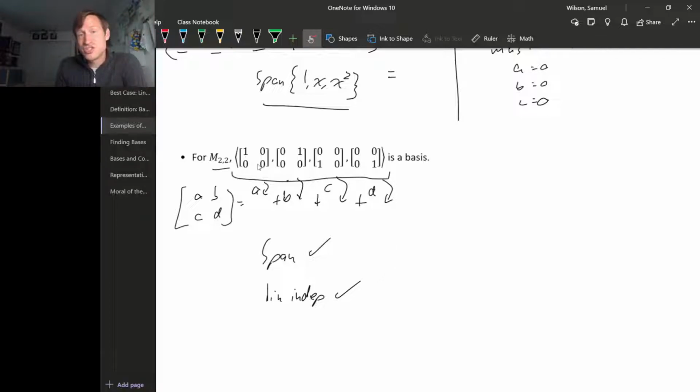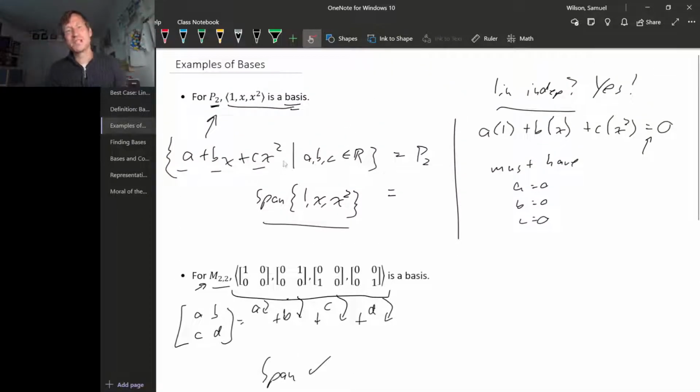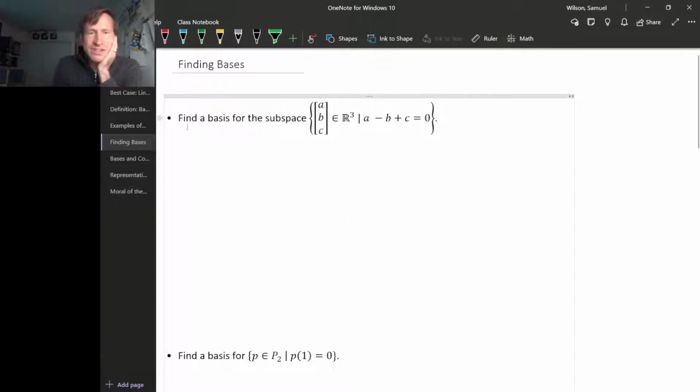So that means that this genuinely is a basis for M2,2. All right, so for these two examples, probably you could have come up with these two bases for yourself. Let's look at some examples where maybe it isn't quite so obvious how to find bases. So here's an example. Let's find a basis for the subspace of R3 whose entries satisfy this equation.